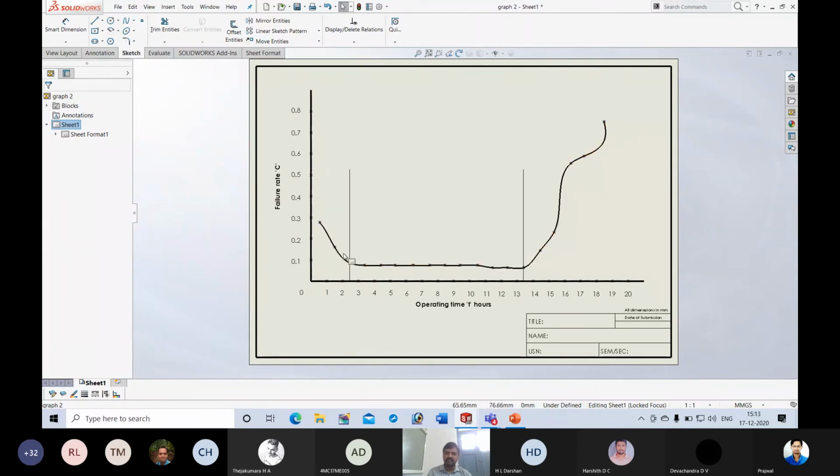chance failure region. From year to year, this is phase 1, that is debugging. From this point to this, this is the wear out region or burnout region. This is phase 3 and this is phase 1. I have to consider only phase 2, that is from this to this, from year to year. This is the random failure region.